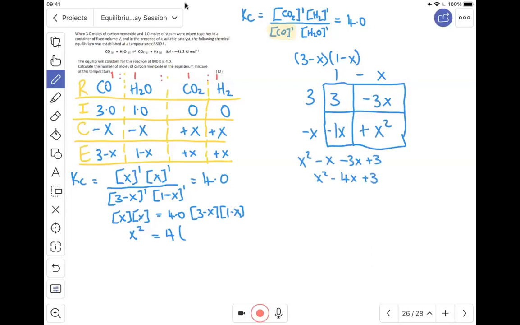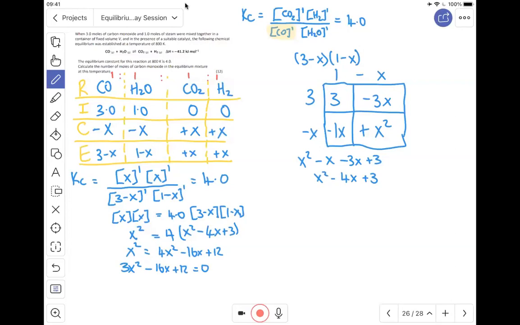And what I do now is I go and fill that in. So it's going to be 4 by x squared minus 4x plus 3. And what that's going to give me is x squared is equal to 4x squared minus 16x plus 12. Now, here you can see we're going to start forming a quadratic equation. So if we let it equal to 0 and bring everything to one side, we end up with 3x squared minus 16x plus 12 is equal to 0.